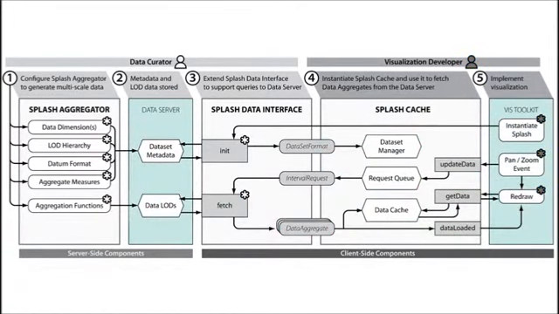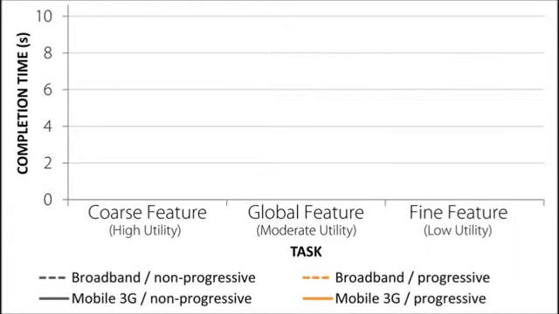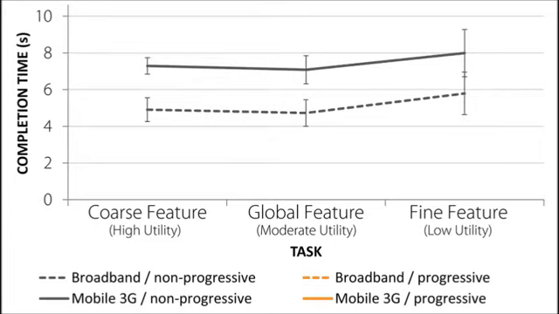Abstract interfaces between client and server components of Splash enable support of a variety of data server technologies and visualization toolkits. We conducted a user study to contrast the advantages and disadvantages of progressive downloading between mobile and broadband network conditions. Non-progressive loading served as the baseline for comparison.